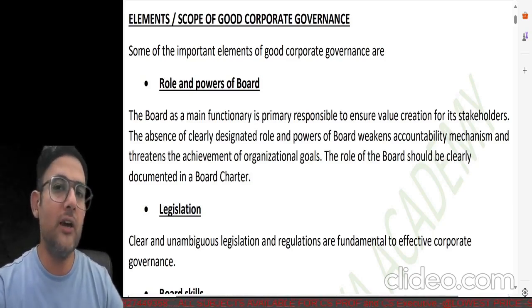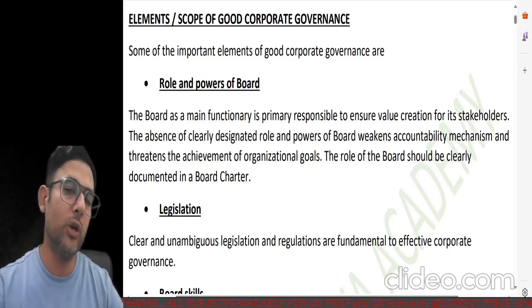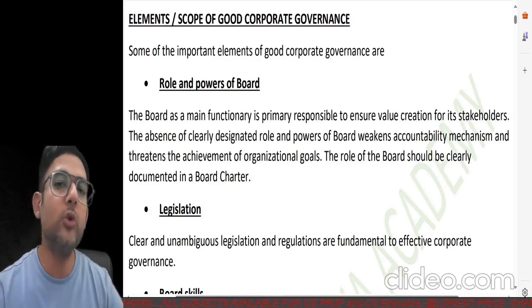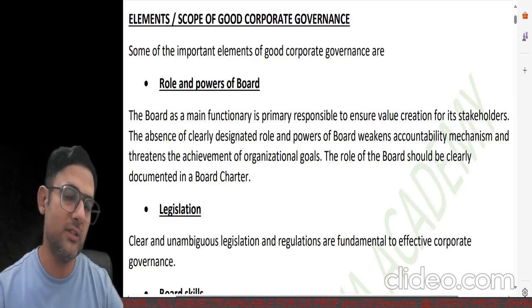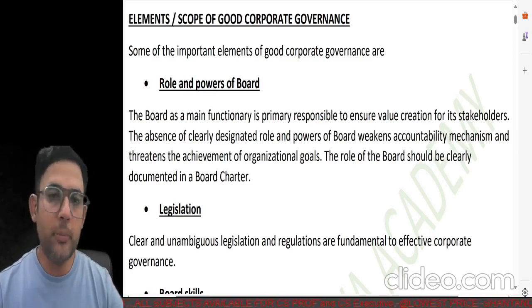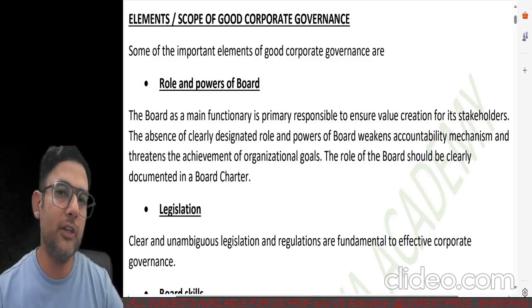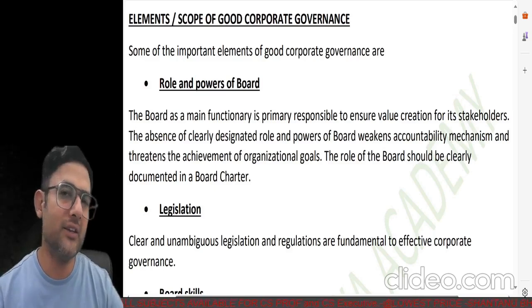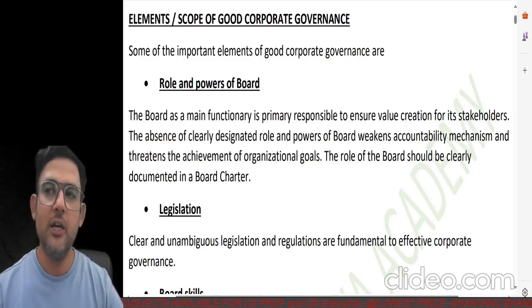So if somebody asks you what are those factors that need to be considered, or what are those factors which constitute corporate governance, then this would be the answer that we will be discussing right now. First is the role, elements or powers of the board. Corporate governance is not something framed by the junior management. Traditionally there are three structures in management: the top management, the middle management, and the lower management, right?